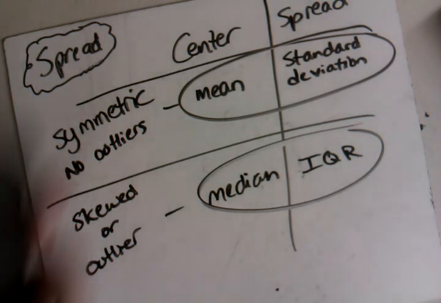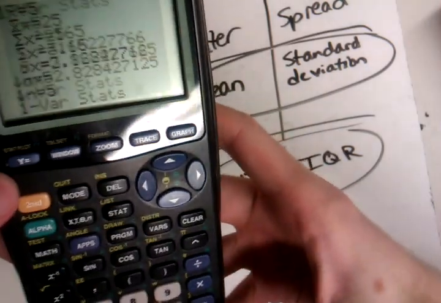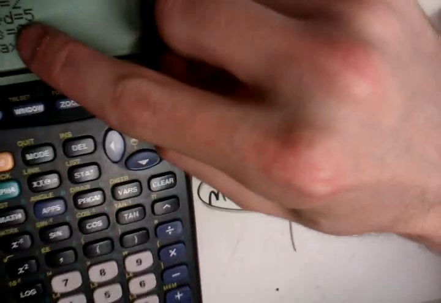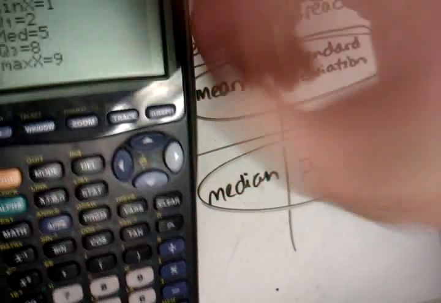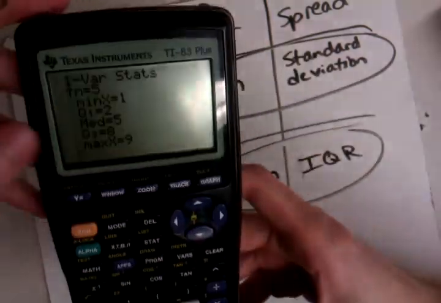You can also find the IQR on the calculator. If you scroll down after you've typed in the one variable stats, it tells you Q3 and Q1. You just subtract there.